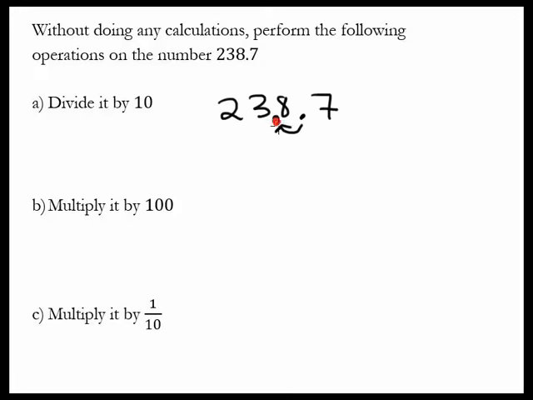I made the number smaller. Instead of 238, it's 23.87, right? And that's our answer, 23.87. That is this number, 238.7, divided by 10. Let's multiply it by 100. Well, in the same way that we can make numbers smaller by moving the decimal place over to the left, we can make them larger by moving it over to the right, of course, right?